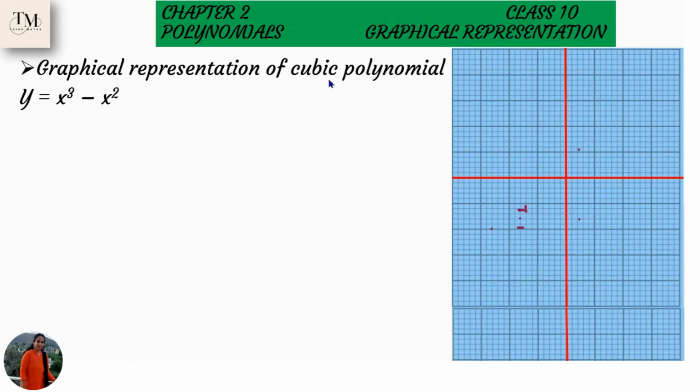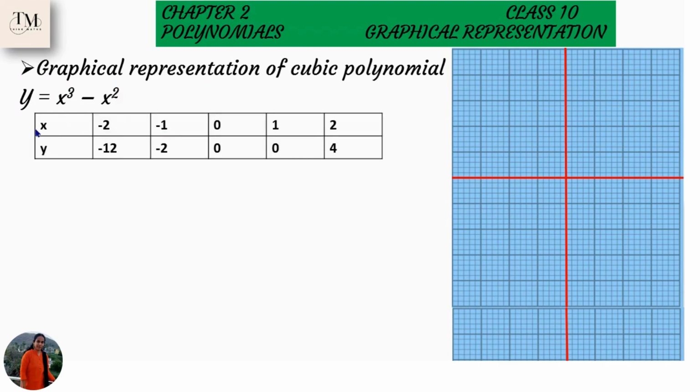Graphic representation of the cubic polynomial y is equal to x cube minus x square. So first let us find the values. So when x is equal to minus 2, if we substitute, minus 2 whole cube is minus 8, minus 2 whole square is 4. So minus 8 minus 4 is minus 12.